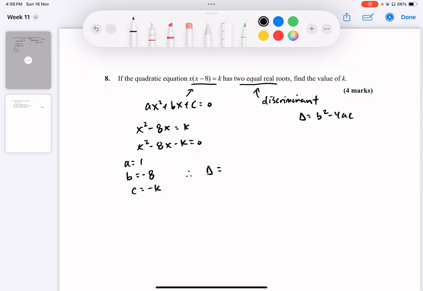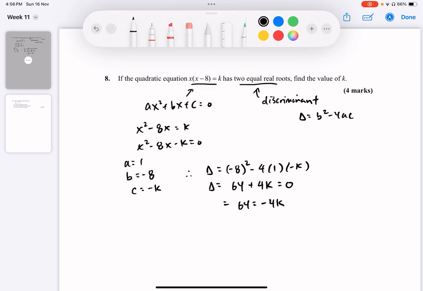Therefore, the discriminant will be -8 squared minus 4 times a times -k. And I can simplify everything. This will be 64 plus 4k. And it says that it must have two equal real roots. That's why we need to let it equal to 0. And now I can solve for k.